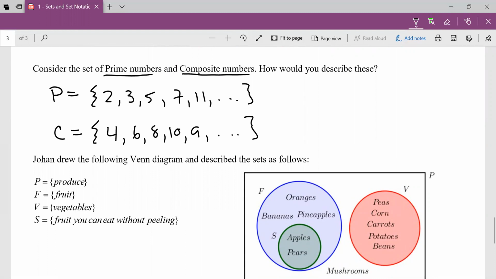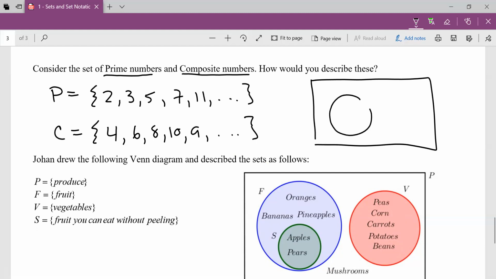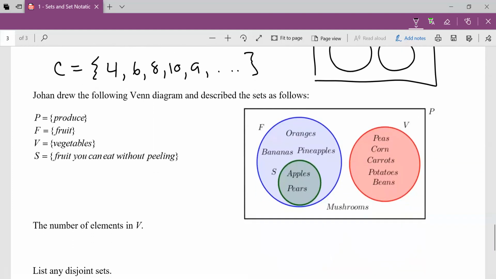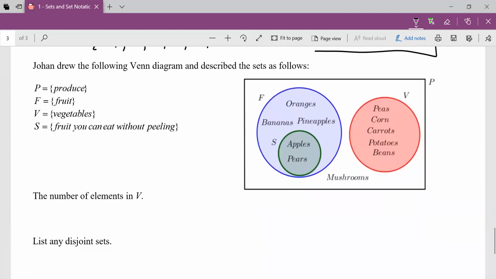So there's my 2 sets. How would I describe these things? If I drew myself a pretty picture of all numbers in the world, there's composite, there's prime. I would describe these as disjoint, because they don't have anything in common. So I would call these disjoint. There we are. I want you to memorize prime and composite. I can't stress that enough.